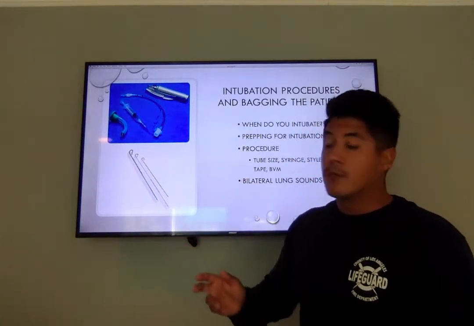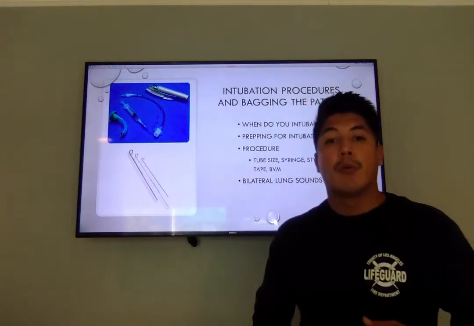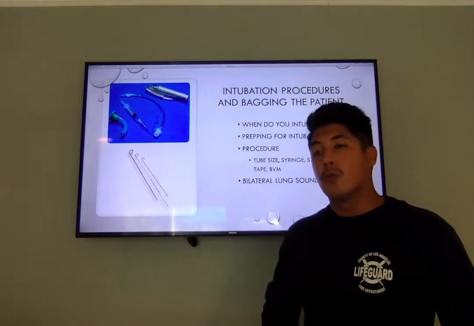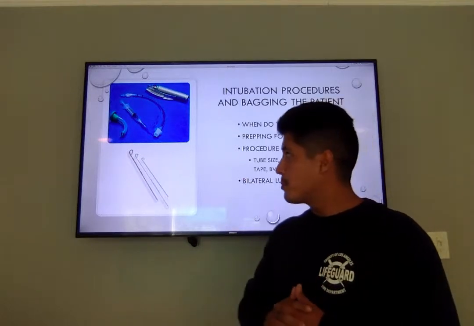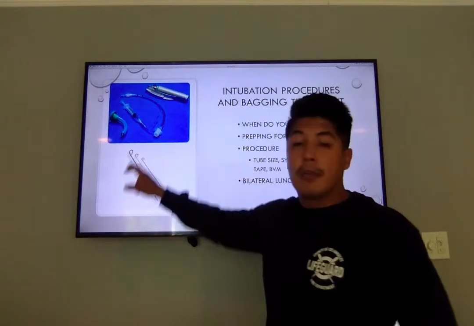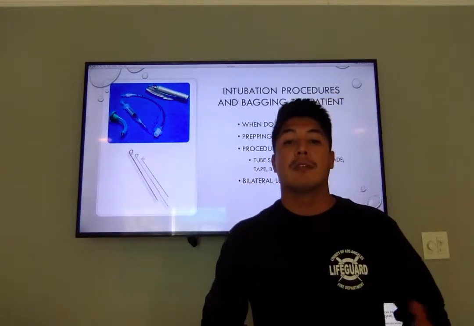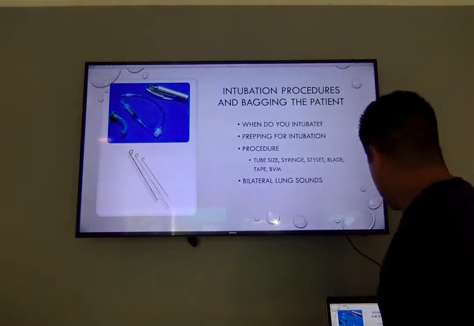Once the tube is in place, we can go ahead and inflate using this syringe. We'll inflate this balloon, and then we'll further secure the tube with cloth tape to the face. Once that's done, we'll go ahead and attach a BVM to this end here with 100% oxygen and bag the patient, or our medic may ask for us to listen to bilateral lung sounds.